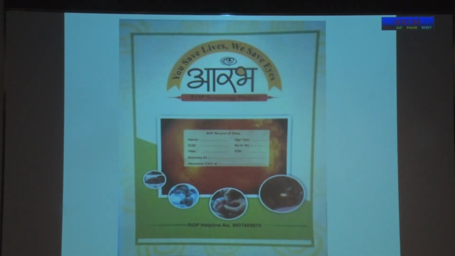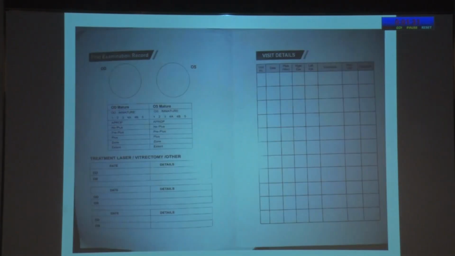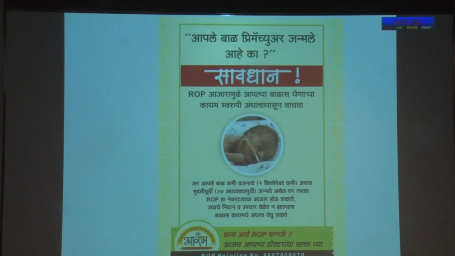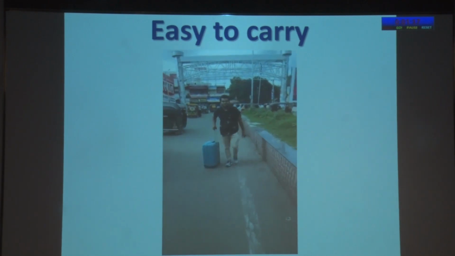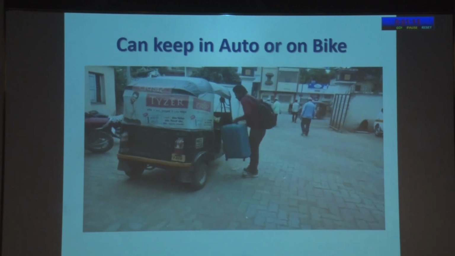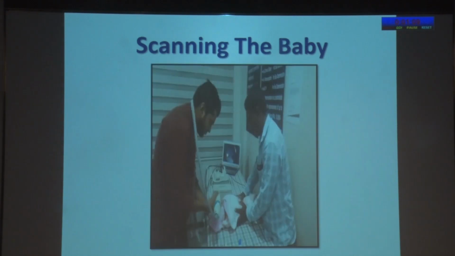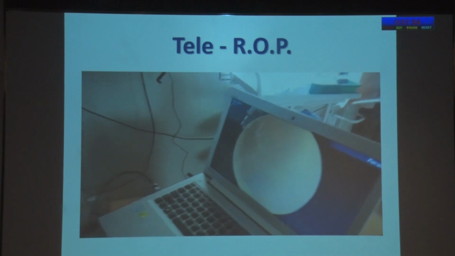This is the poster, or this is a brochure. This is we 3 ophthalmologists, we have come together. This is the report card we maintain. This is the leaflet we use for patients. So this is the poster we just paste in the clinic. And this is the compact camera we can take anywhere, in a rickshaw or your private vehicle. So it's very useful and accessible to any area, especially rural areas.